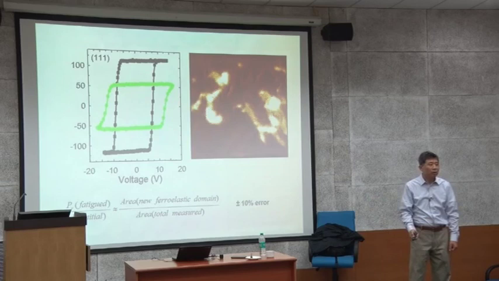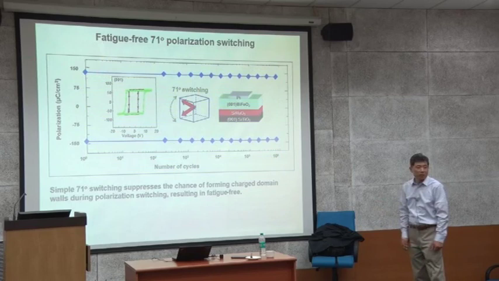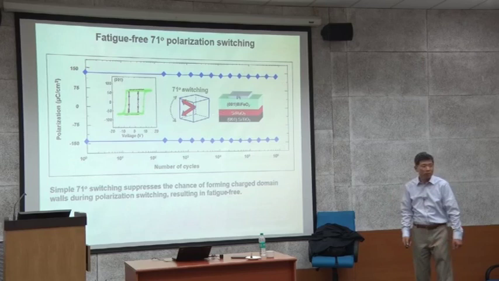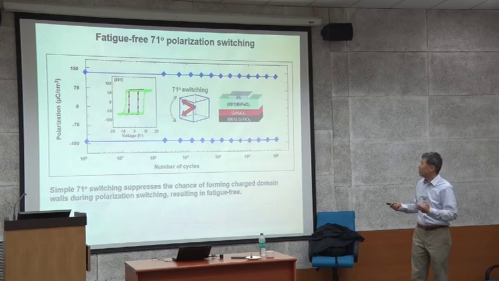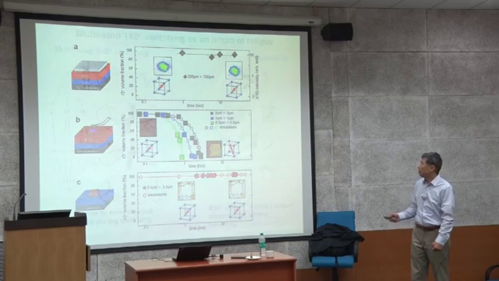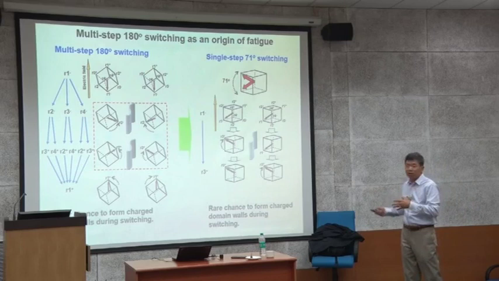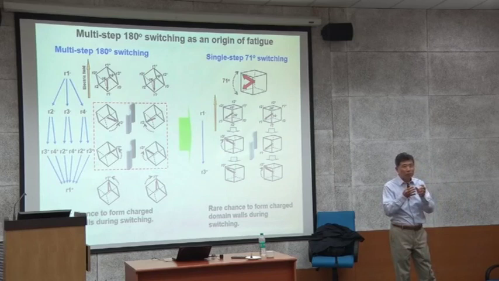But in the 100 case, you cycle this and start with 60, and it ends up still 60. And then there is no sign of degradation at all. So that is a very simple way you can determine it using monodomain. The monodomain approach actually tells what the mechanism of retention is, and what the mechanism of fatigue is, and how you solve the fatigue problem using 71 switching in the 100 film rather than the 111 film. Okay, so that is one: monodomain makes your science much easier. And also you understand the mechanism for the reliability issue, and that's the one.